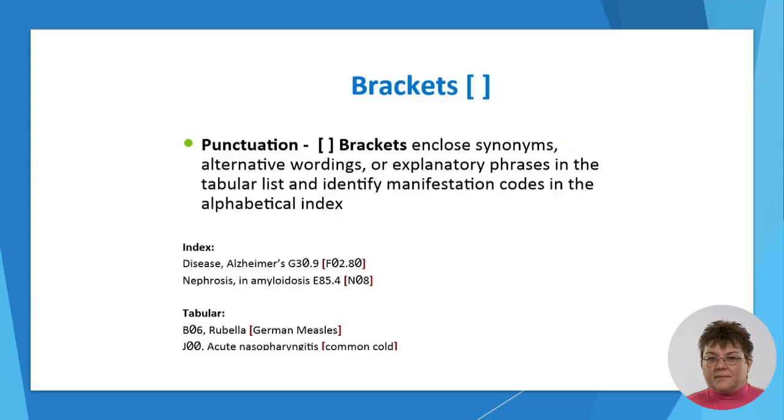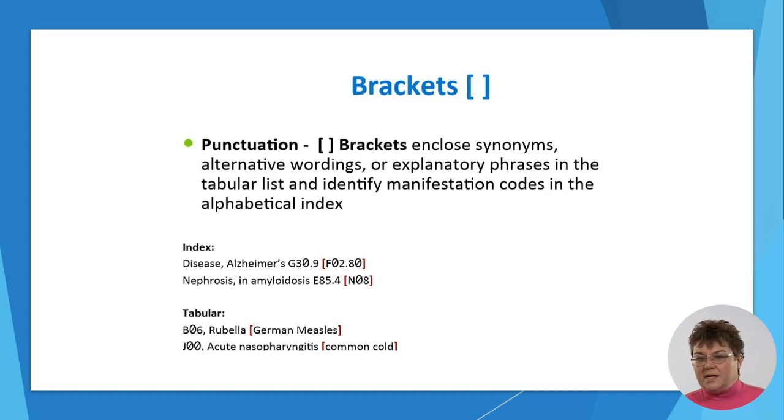These are all going to say the same. It's going to include includes, excludes. All this punctuation and parentheses are all going to come into play here. Another form of punctuation you probably used in high school. So enclose synonyms, alternative wording, or explanatory phrases in the tabular list and identify manifestation codes of the alpha index.